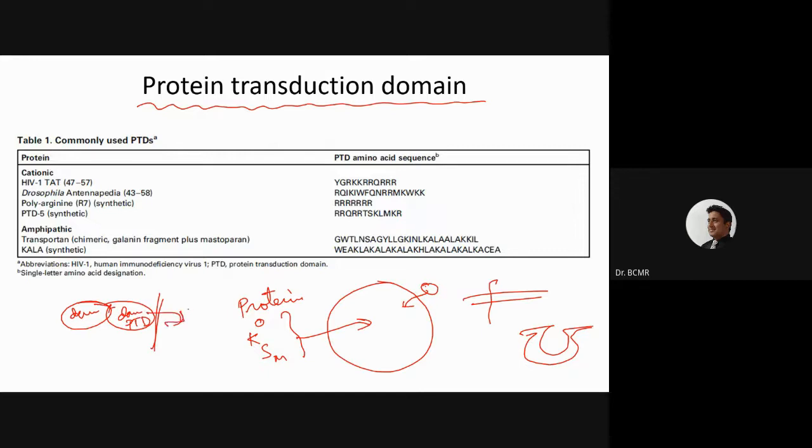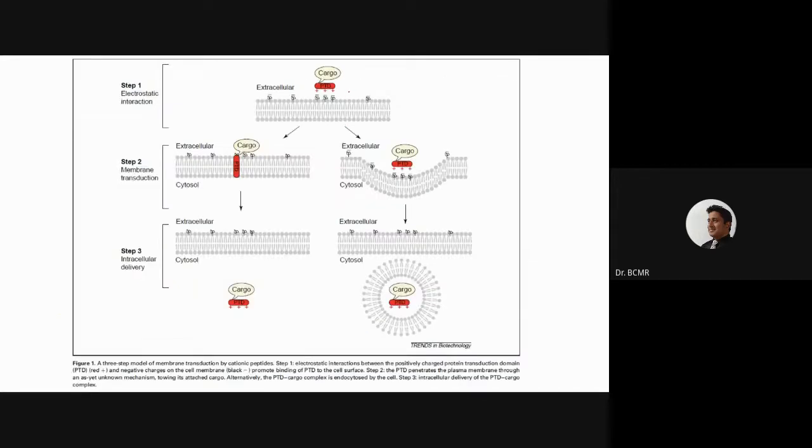Okay, so the idea is, what if we used protein transduction domains and make translational fusions. That means this is the promoter. I will say the OCT4 gene is put here, and this would be the start codon. And here it would have been a stop codon, but we are removing it and adding a protein transduction domain in continuous reading frame and then a stop codon. That is called a translational fusion.